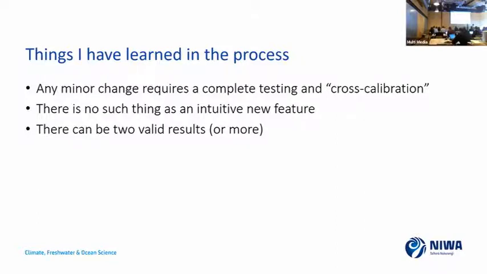There can be more than one valid result, in the sense that as long as the scientific documentation is behind it to justify why those results are different, those two approaches might be perfectly valid in their own right. So it could be that over time your software gives very slightly different answers, as long as they're justified.